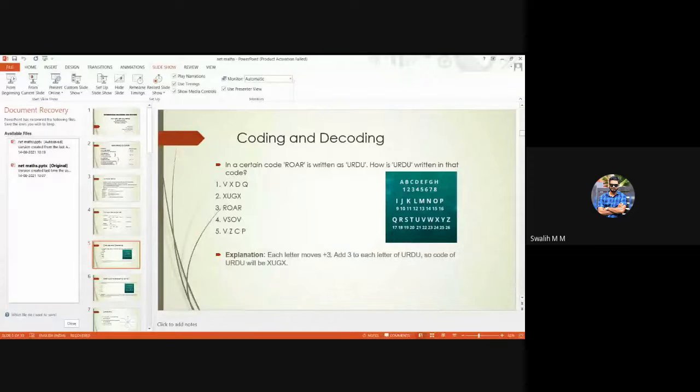The code is adding 3 letters to each letter, you get XUGX.